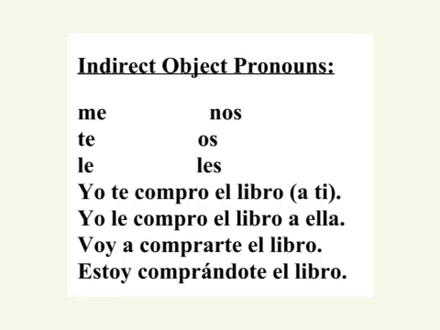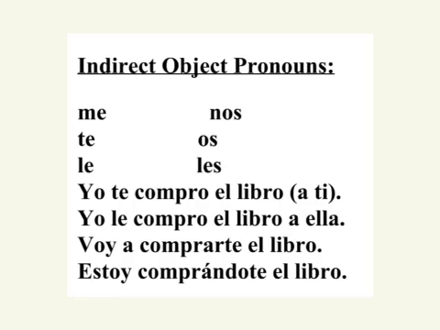Or, for example, yo le compro el libro a ella. I'm buying the book for ella. She is affected by the action, so ella is the indirect object. To avoid repetition of the indirect object, you can use an indirect object pronoun to replace the indirect object.